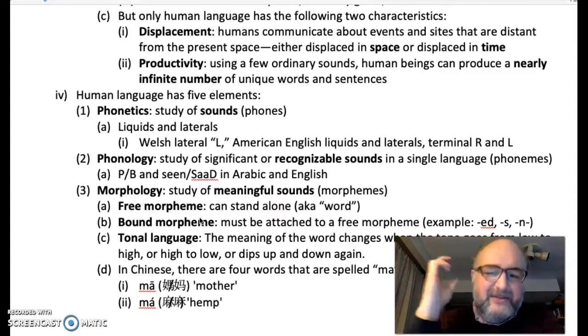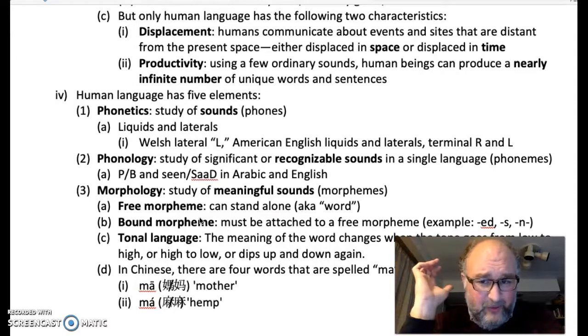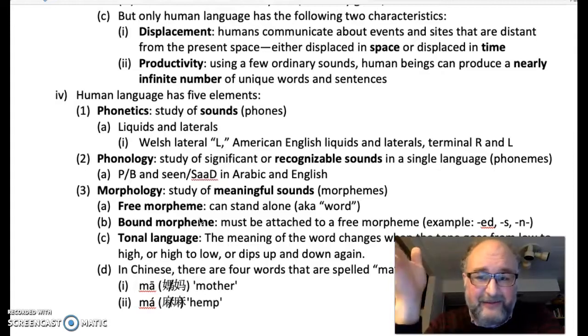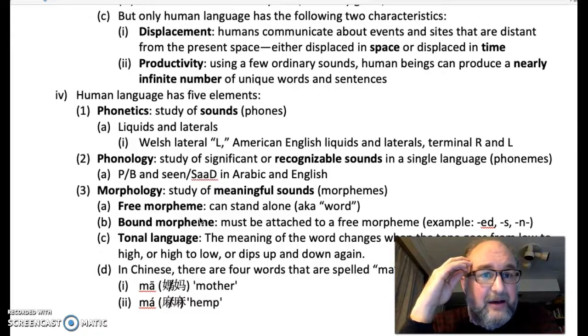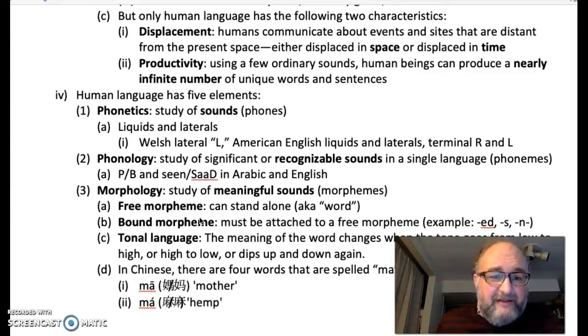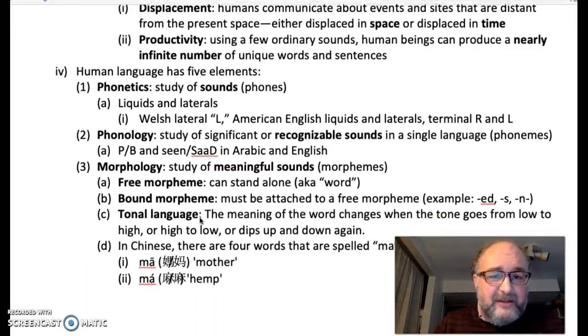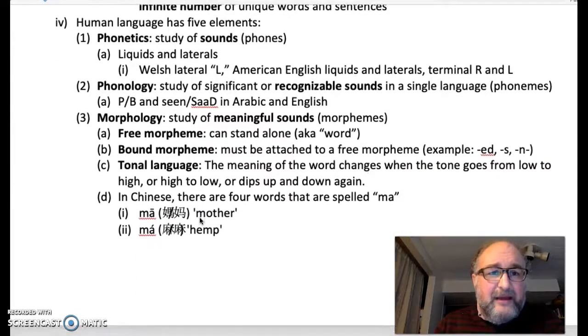Right? The chimpanzee speaking sign language will say maybe a dozen sentences, and they'll be exactly the same each time they use them. Whereas a human being using American Sign Language creates a new sentence every hour, every minute, a completely unique sentence. Okay, so human language has 5 elements: phonetics, phonology, morphology, syntax, and semantics. Phonetics is the most basic level. That's the study of sounds, what we call phones.